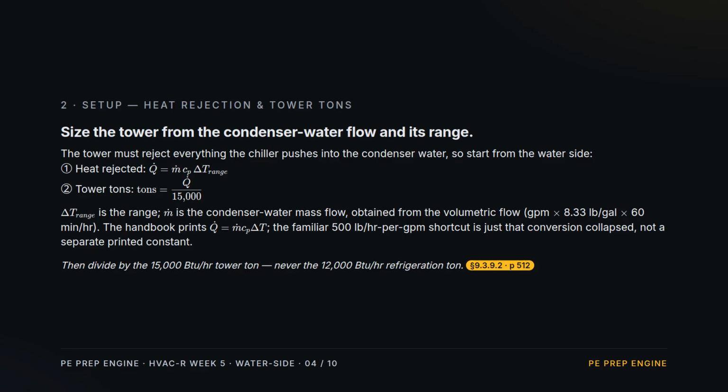Setup. Part 1. Heat rejection and tower tons. The tower rejects everything the chiller pushes into the condenser water, so start on the water side. Heat rejected is mass flow times specific heat times the range. Get the mass flow from the volumetric flow through the usual pound per gallon and per minute conversions. Then tower tons is that heat rejection divided by 15,000.